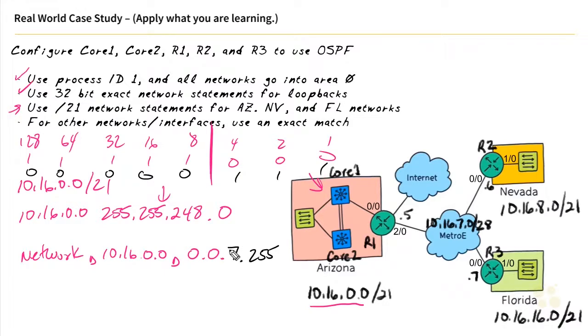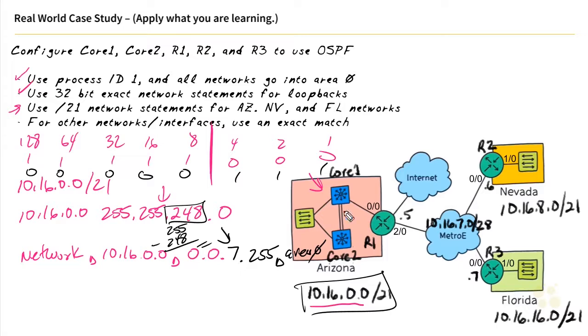Now, another shortcut for this 7 is you could take 255 minus whatever this dotted decimal mask is, and that also equals 7. So the 255 minus the dotted decimal value is also going to be the wildcard mask for that octet. So that'd be our network statement, space, and then we would add on top of that the area. So area 0. Because the core routers are only in Arizona, that's the only network statement regarding that block of addresses that we need to worry about on those 2 devices.